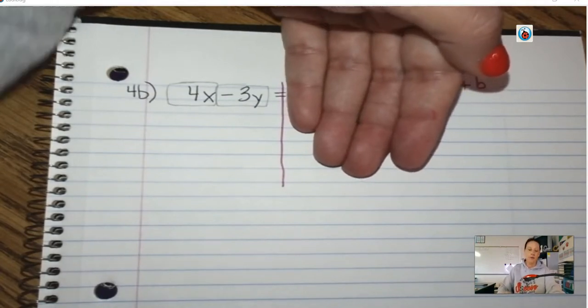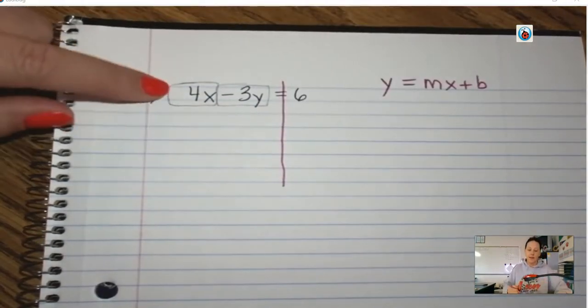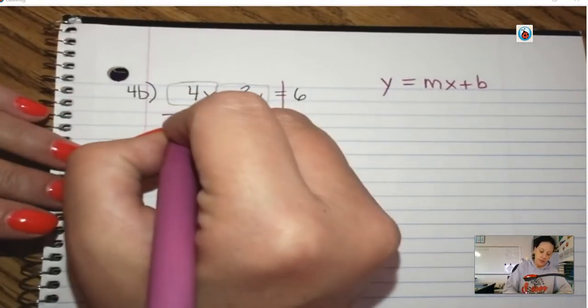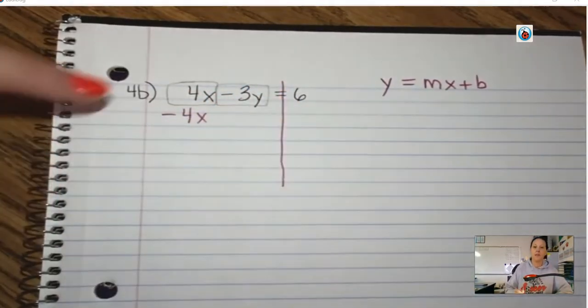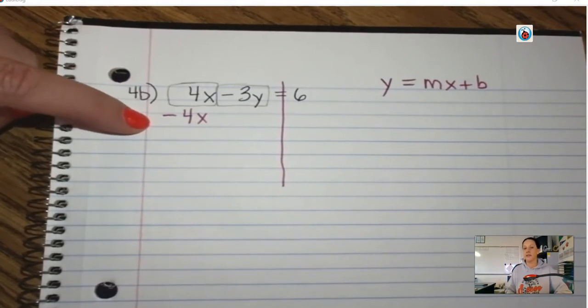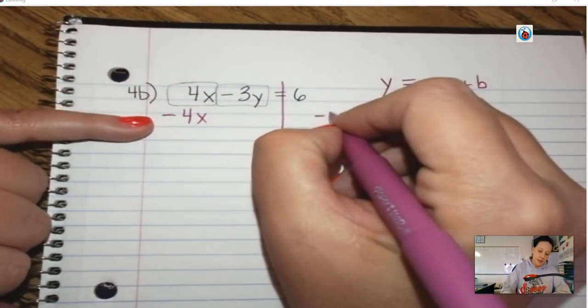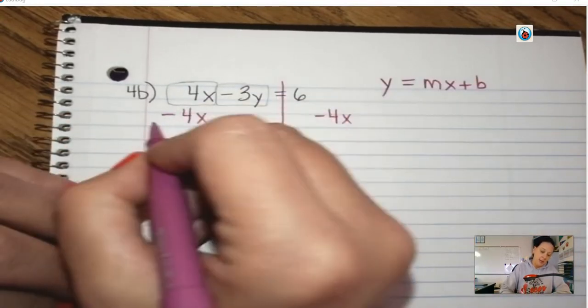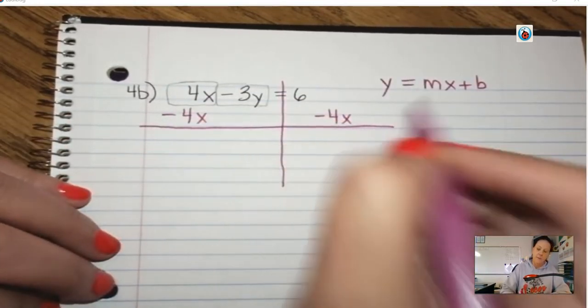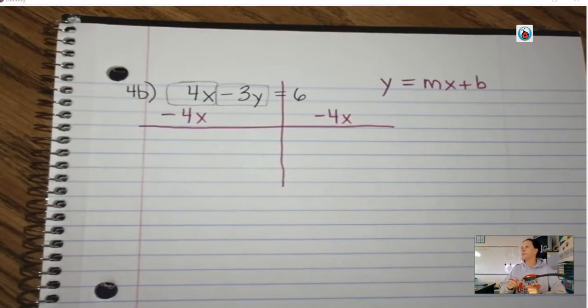So get rid of 4x's. It's a positive 4x, so to get rid of them, we're going to subtract 4x's. Because 4x's take away 4x's is no more x's. They're gone. If you subtract 4x on one side, you have to subtract from the other side. That's the subtraction property of equality. Everyone should be doing this right now.